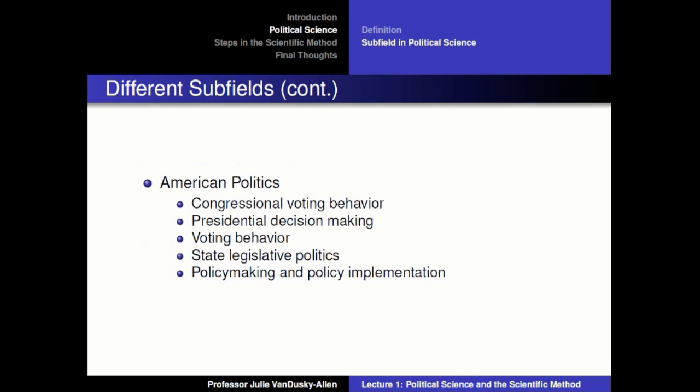And last, American politics is another subfield in political science. Americanists specifically focus on describing and explaining political outcomes in the United States. American politics includes such topics as congressional voting behavior, presidential decision-making, voting behavior among American citizens of different socioeconomic groups, variations in politics across U.S. state legislatures, and policy making and policy implementation.